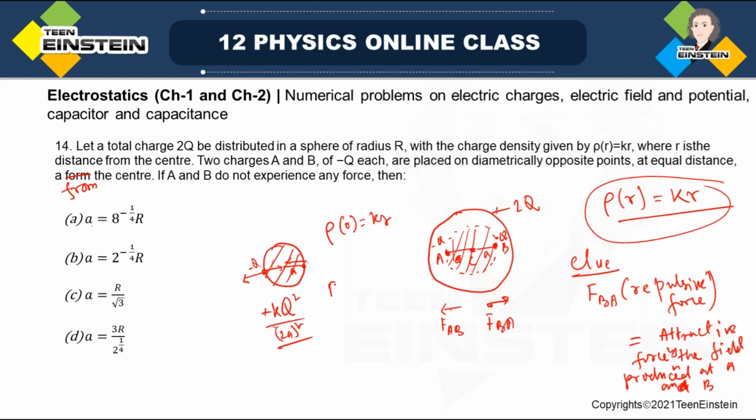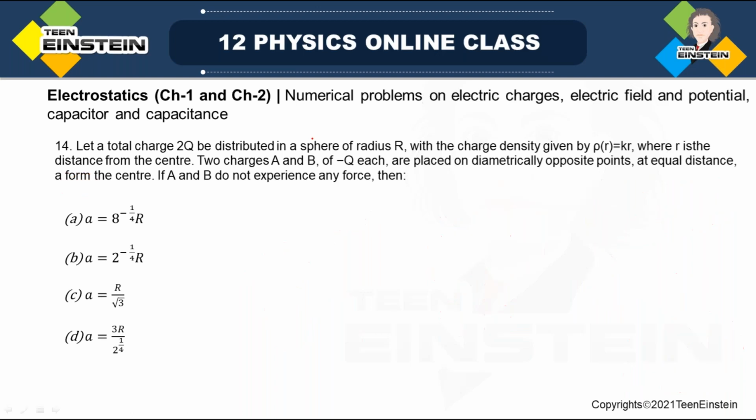And what is the attractive force? We have to find out the electric field and multiply q with that, so that these two will be exactly equal. Then only these charges will not experience any force. I'll repeat it. The key point is that the repulsive force on each other has to be exactly equal to the force exerted by the electric field produced on the surface of the smallest sphere of radius a. So that is the key point. Now I'll go with that.